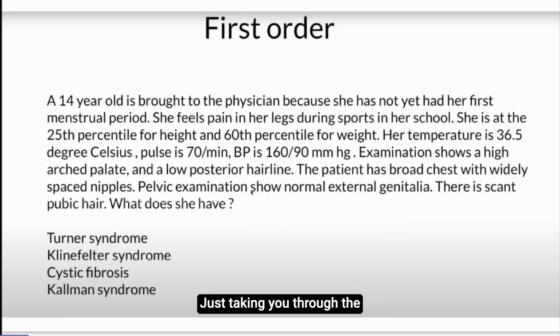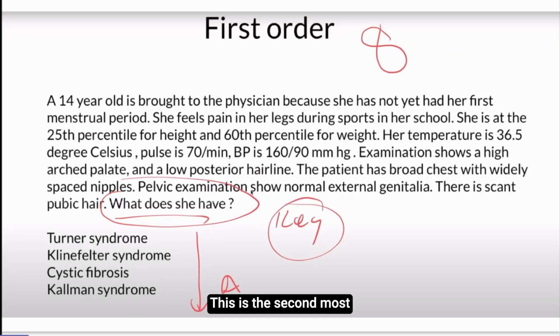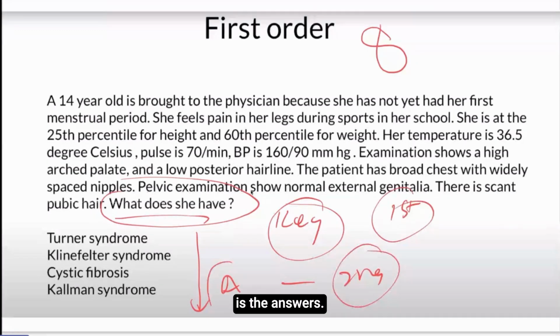Just taking you through the examples of what first order, second order, and third order questions are. So let's go through this question stem, guys. So what does this patient have? A technique that I would also want you to learn is what we call the reverse A technique, where we are doing inverted question reading. The reason we want to do this, I'll go into this later on, is this is the most important part in the question stem. This is called the key. And these are the answer choices. This is the second most important thing in a question. So the first most important is the key. Second most important is the answers. Third most important is the question stem.